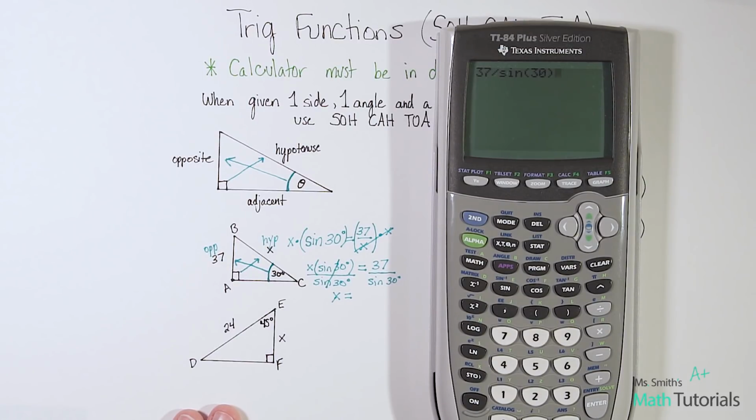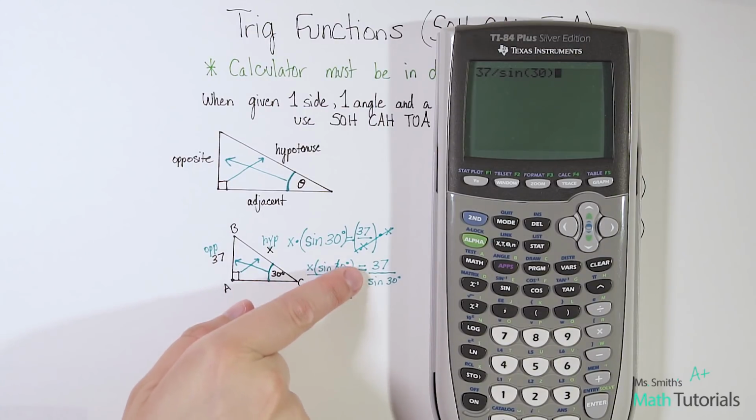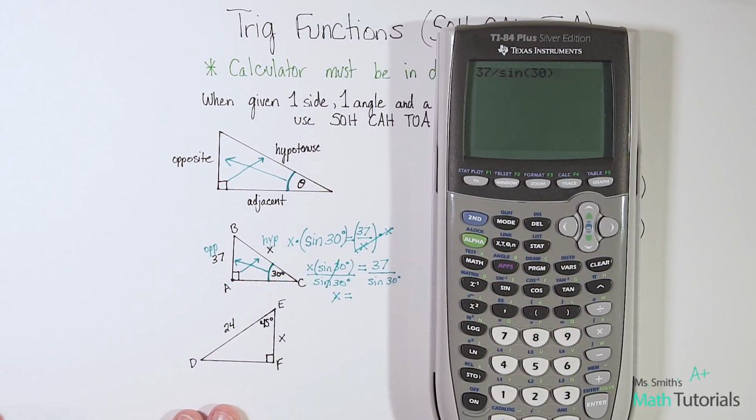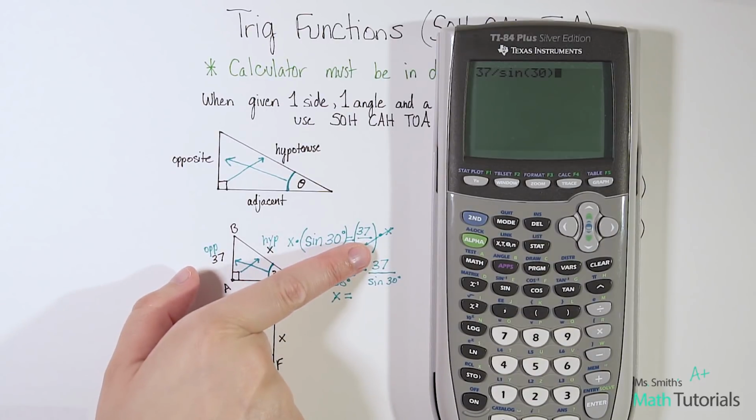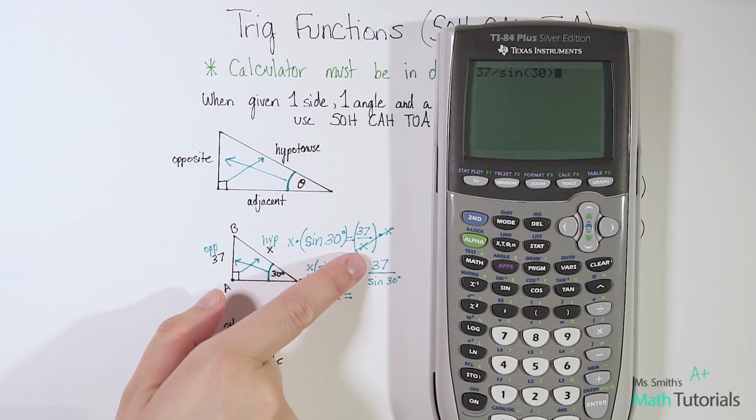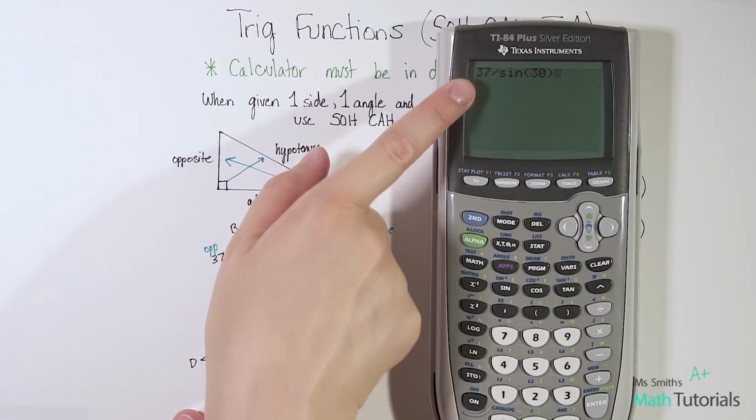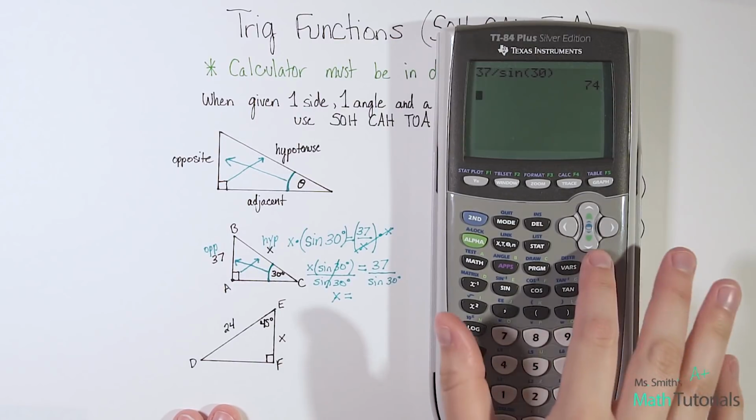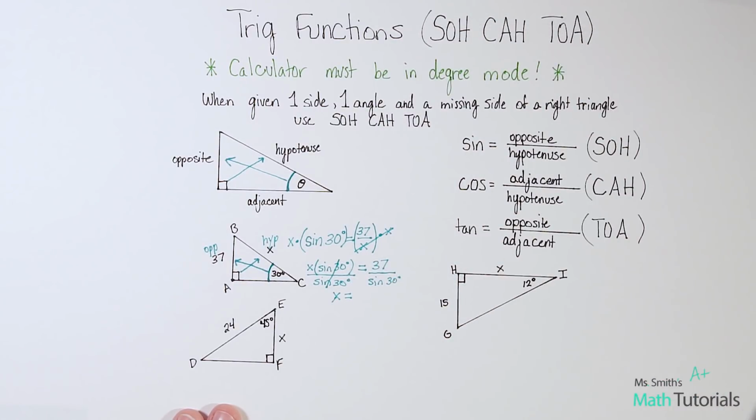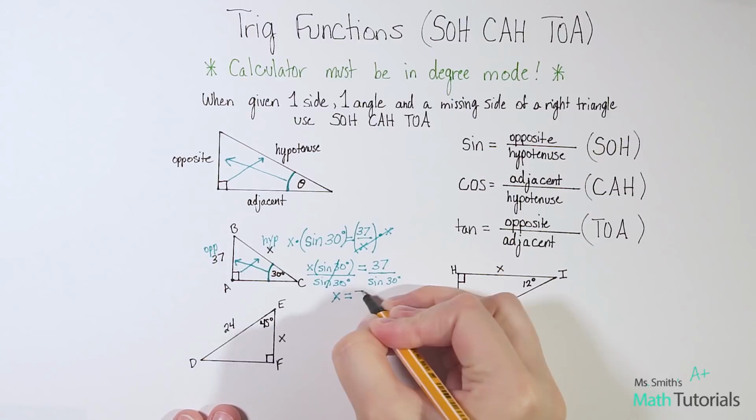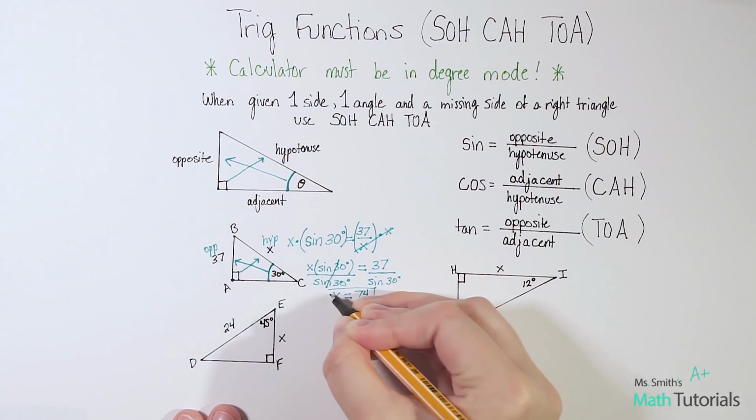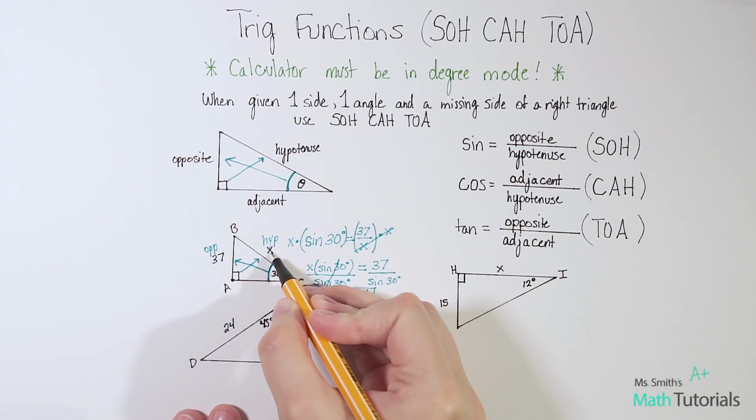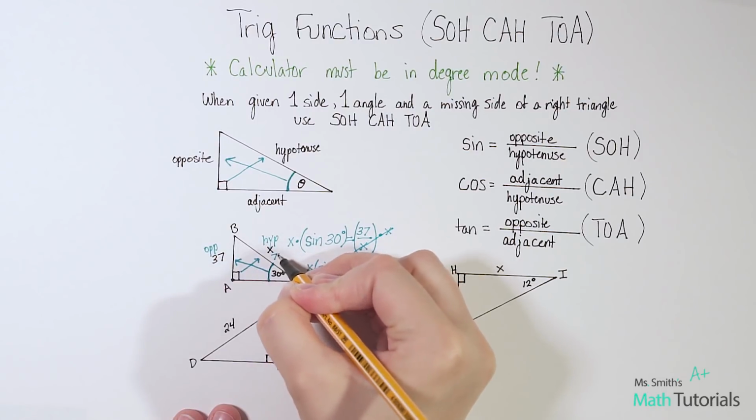Okay, now, probably another huge student error I see is they want to say sine of 30 divided by 37, but we know it doesn't work that way, right? You always divide top to bottom. Okay, so if 37's up top, that's what you put first. All right. Let's see what our answer is. I get 74. So now I know what x is. X is 74. If I wanted to come and label it over here, I could. X is 74.